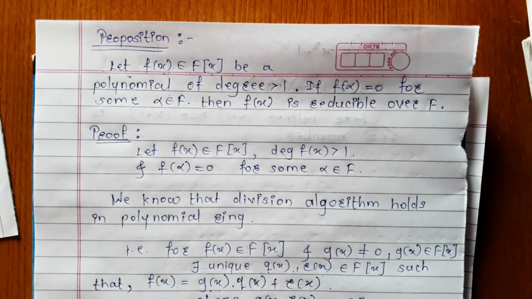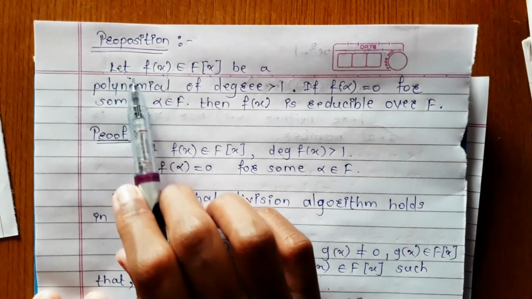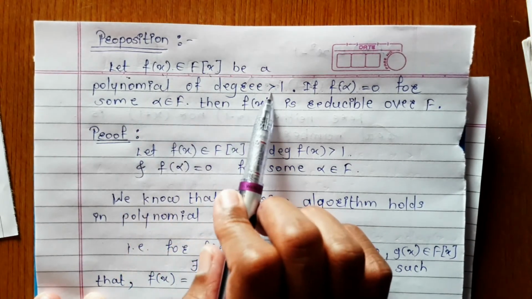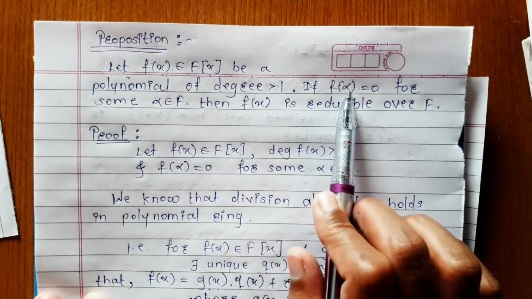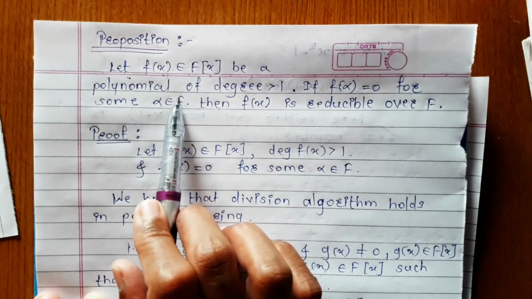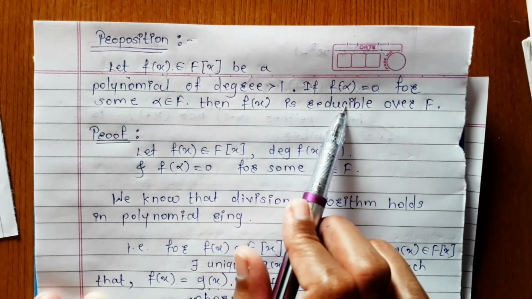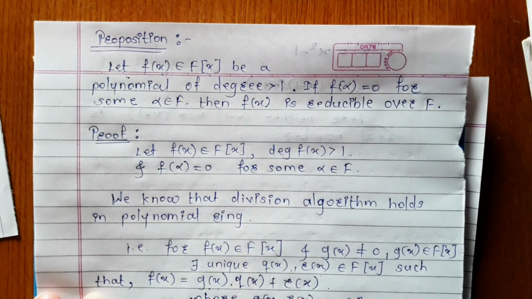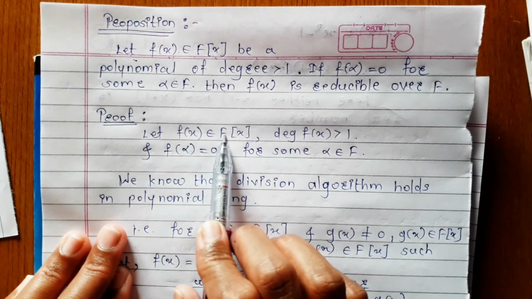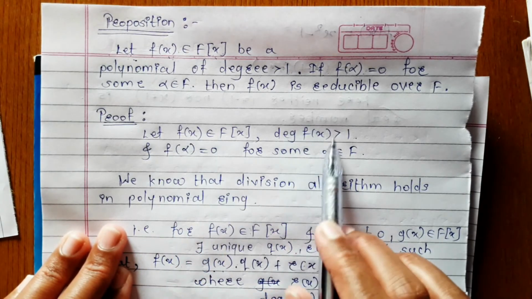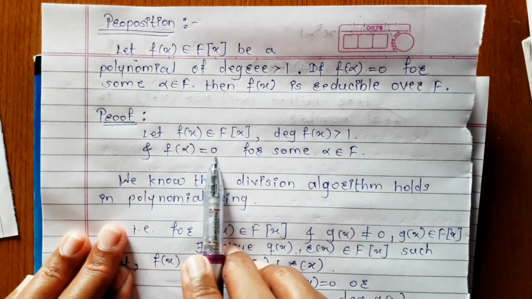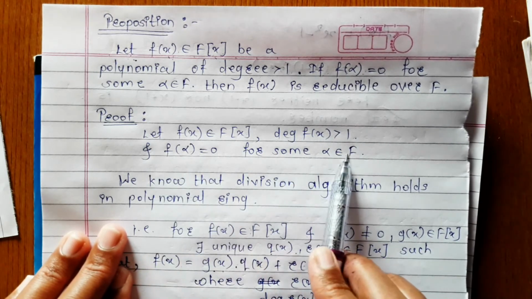The first proposition of this section. Let f(x) belonging to F[x] be a polynomial of degree greater than 1. If f(alpha) equals 0 for some alpha belonging to the field F, then f(x) is reducible over F. So let us start the proof. Let f(x) belong to F[x] with degree of f(x) greater than 1 and f(alpha) equals 0 for some alpha belonging to F.